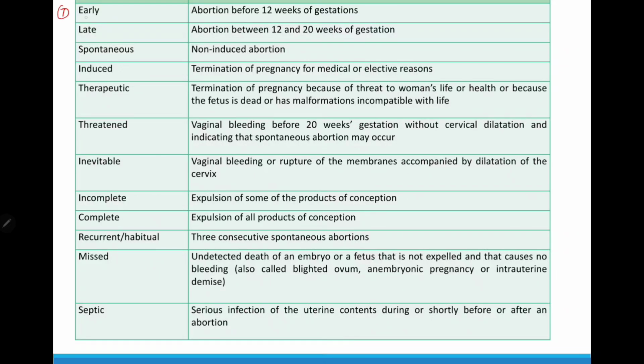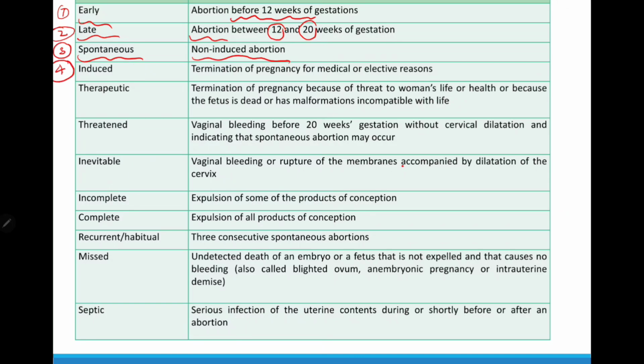Now first is early abortion. What do you mean by early abortion? Any abortion that is before 12 weeks of gestation is known as early abortion. Then what is late? Late means abortion between 12 and 20 weeks of gestation. And then the third is spontaneous. A spontaneous abortion is a non-induced abortion.